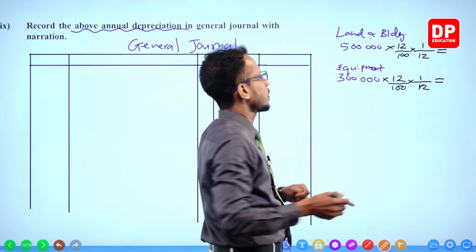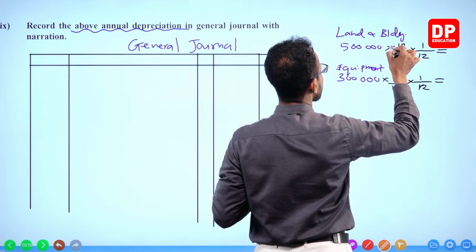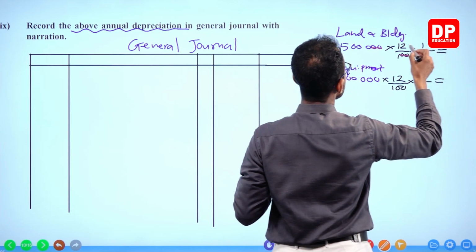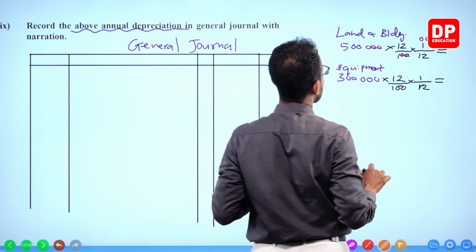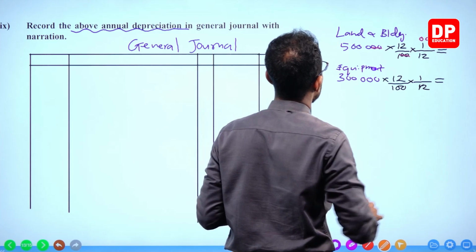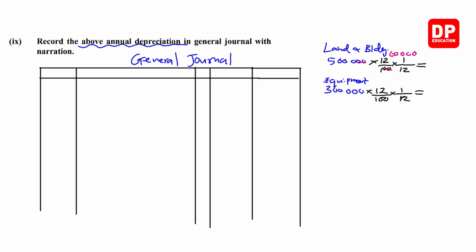500,000 into 12%. So cut the zeros. Answer is 60, and 60 divided by 12, you get 5,000 here. Got it? Here again 300,000 multiplied by 12%. Let's cut the zeros. 36,000 divided by 12, 3,000. That's how you get 8,000, the total depreciation.